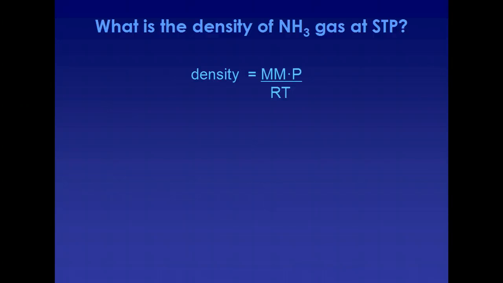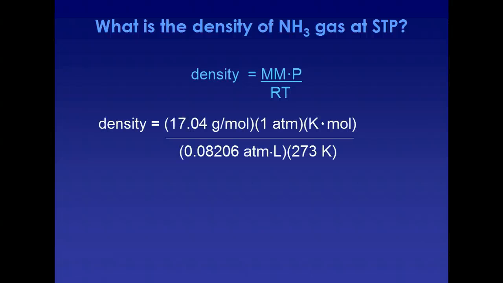And so our last example is going to be solving for the density of ammonia gas at STP. STP, remember, gives us the standard temperature of 0 degrees Celsius and the pressure of 1 atmosphere. And we can use the molar mass of NH3 to get our grams per mole. Again, it's 17.04 grams per mole.